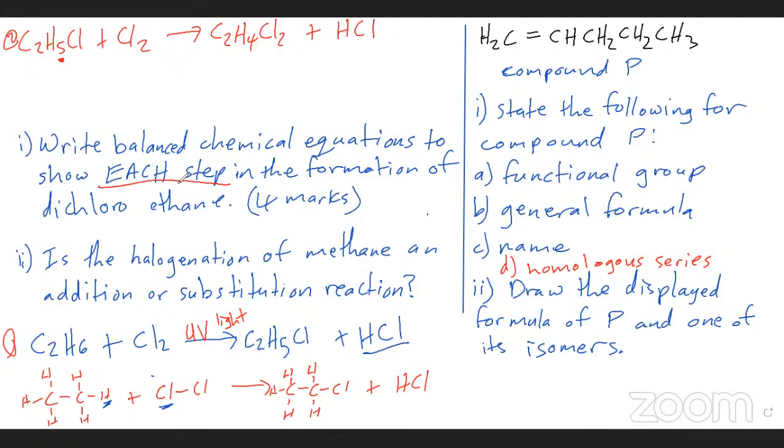Remember, in last night's class, when you convert methane to chloromethane, then chloromethane to dichloromethane, then dichloromethane to trichloromethane. So if you were converting methane to tetrachloromethane, it would require four steps or four equations. So this is what they were asking you to do. Convert ethane to chloroethane. That is one step. And then you convert chloroethane to dichloroethane in a second step. So four marks for your two equations.